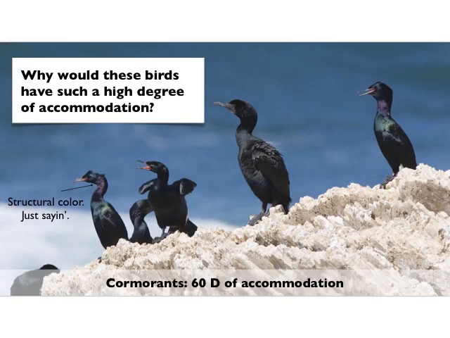Now here's a bird that has an even higher degree of accommodation. These are cormorants, and these are diving birds. Oh, by the way, the cormorants also have structural color. If you look at the purple and you look at the green, that's structural color in the feathers, which is kind of awesome. But anyway, cormorants have about 60 diopters of accommodation compared to 20 for the chicken. Why would cormorants have to have such an incredible degree of accommodation? I'm going to mention they are diving birds. So think about that. Why would you expect them to have such a high degree of accommodation? Go and give that some thought. I'll be back.